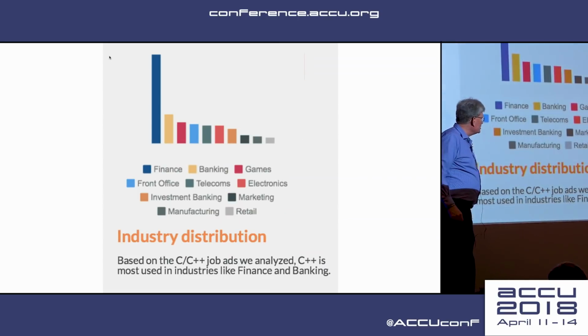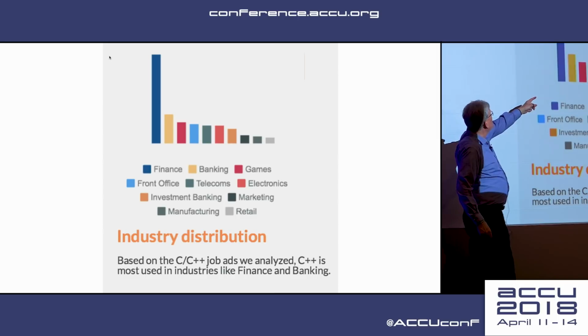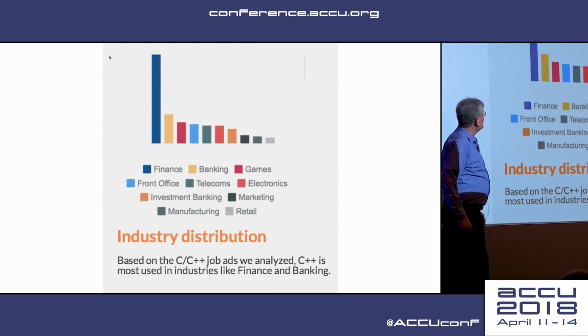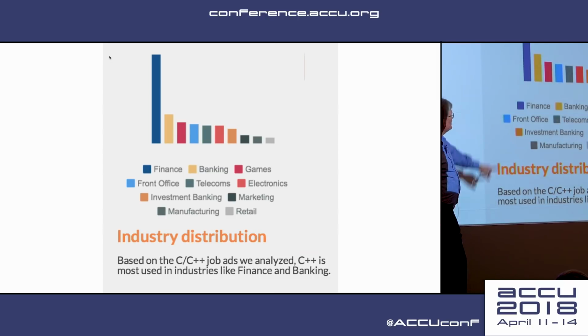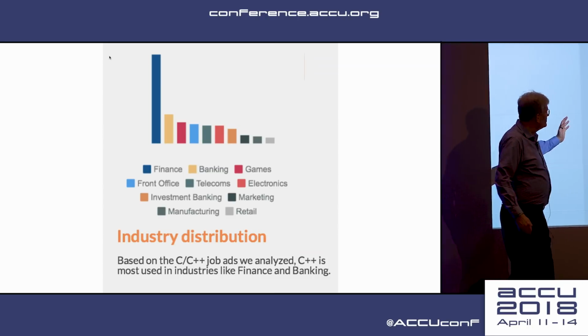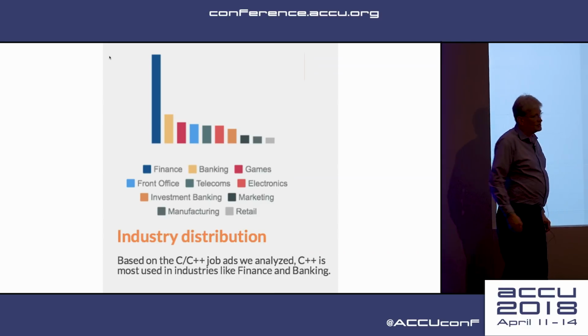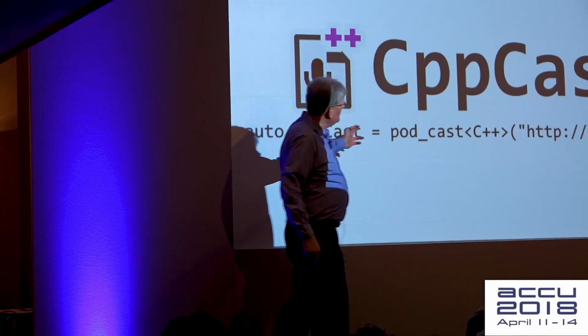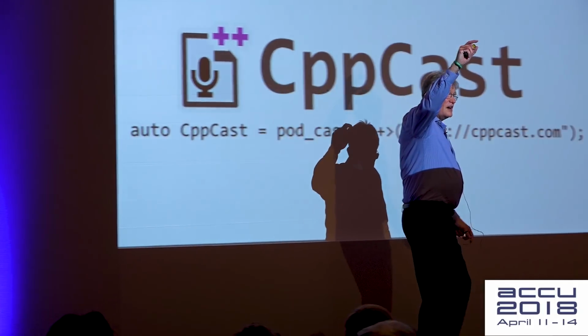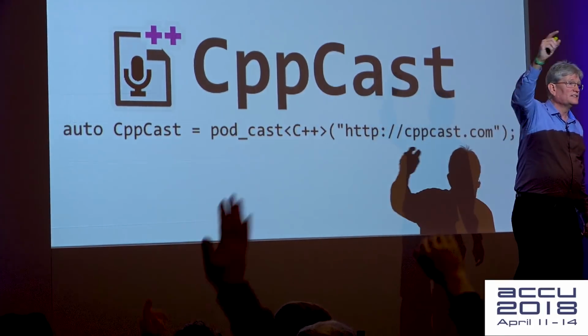The industry distribution, I kind of suspect there's not 3 or 4 times as many people in finance as anywhere else. I think this came from job ads, and I think the people in finance just run more ads than anybody else. But it does give you a little bit of idea about the distribution of industries that C++ programmers are in.